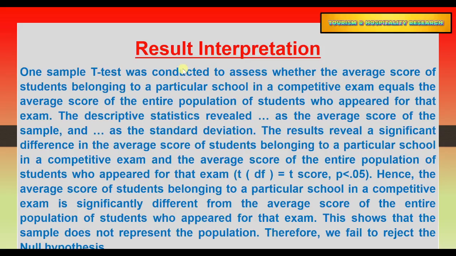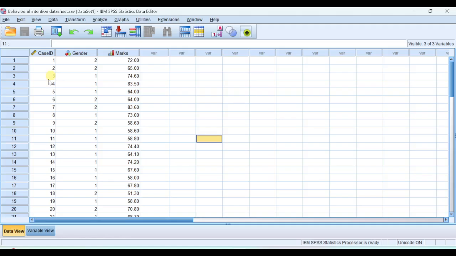Now, how do we interpret these results? Let us first check out how to do this test in SPSS and then we'll come back to this slide of result interpretation. These are the case IDs. These are the gender. One stands for male, two stands for female. We don't have to use this gender, which is a categorical variable.